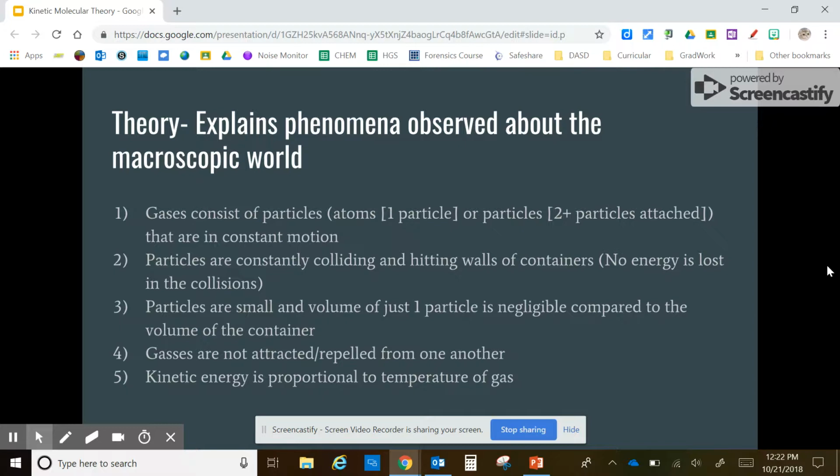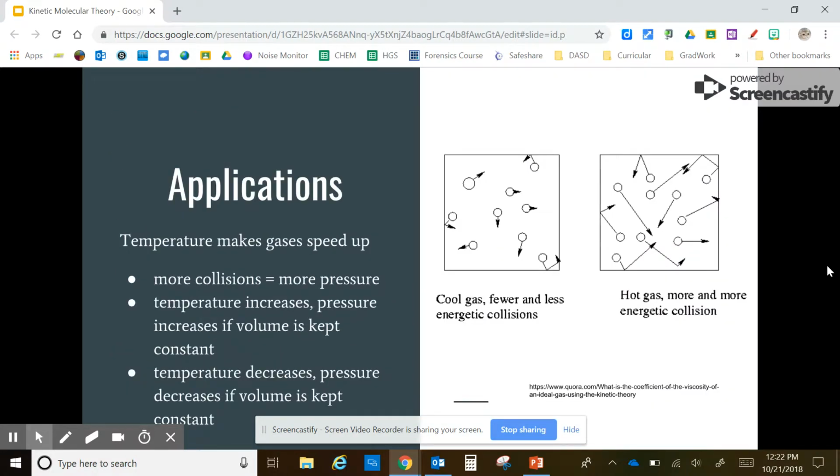And we also say that the kinetic energy, or how much they're moving, is proportional to how warm it is in that container, or how warm those gases are. So proportional means that if one goes up, the other goes up. So if we see the temperature of a gas going up, we see their energy or their movement going up as well. So making things warmer makes them move faster. So the way we apply that is we look at temperature first. So temperature makes these gases speed up. If we have things that are warmer, the particles are going to be moving faster.